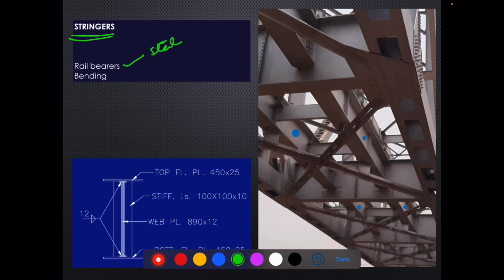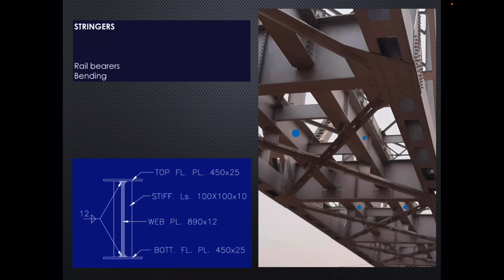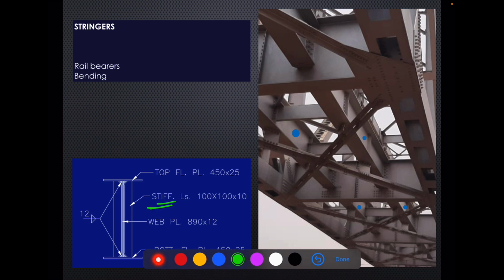If we talk about a typical section, the typical section of a stringer is also a built-up I section with stiffeners in between. So stiffeners we are able to see here, here. So these are stiffeners.